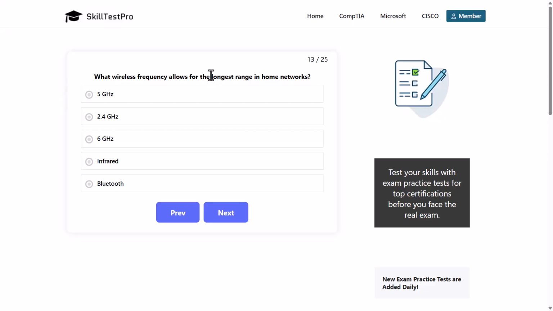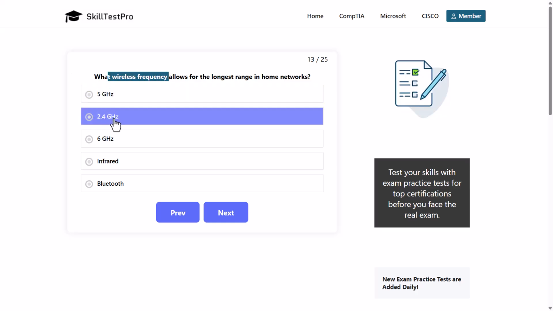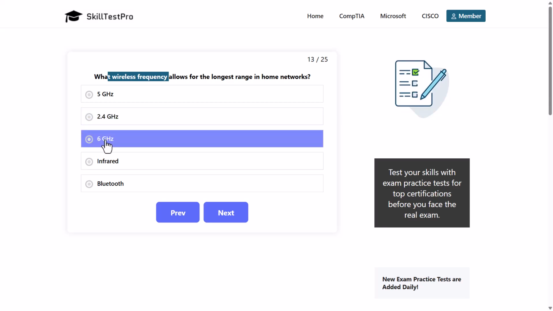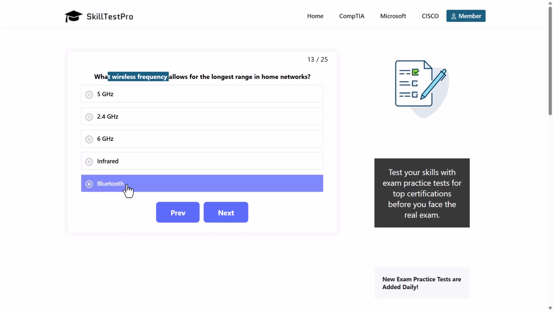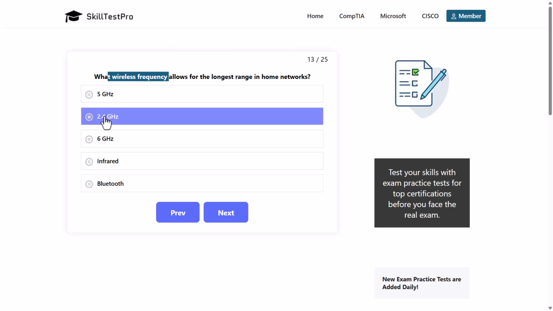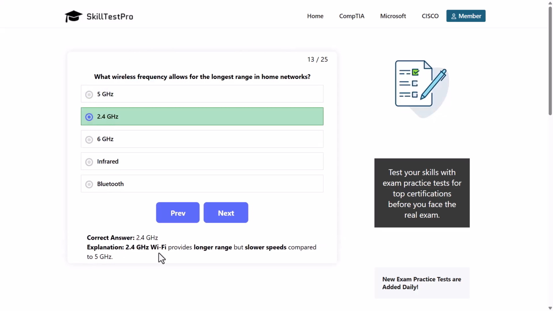What wireless frequency allows for the longest range in home networks? So now we're talking about longest range in home networks. So which would be that wireless frequency? 5 gigahertz, 2.4 gigahertz, 6 gigahertz, infrared or Bluetooth? And here the correct answer is 2.4 GHz, as 2.4 GHz Wi-Fi provides longer range but slower speeds compared to 5 GHz.